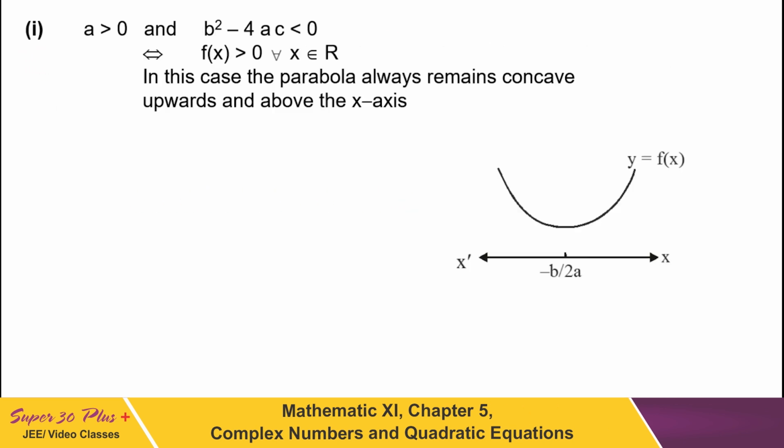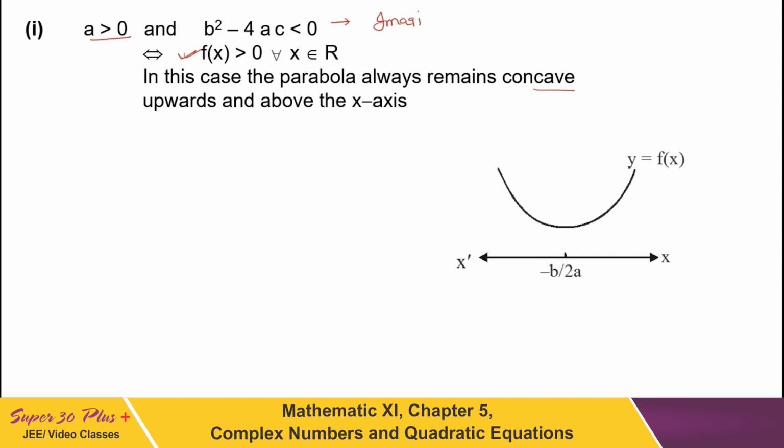Case number 1. If a is greater than 0 and D is less than 0. What is the meaning of D less than 0? Roots are imaginary. If roots are imaginary, then there will be no intersection of the parabola and the x-axis, because if there is intersection, then there are real roots. For real roots, discriminant is positive. Here discriminant is negative. That's why we are going to draw the diagram like this. Means there will be no intersection of the parabola and the x-axis. And in this case, f(x) is always positive. The parabola always remains concave upward and above the x-axis.